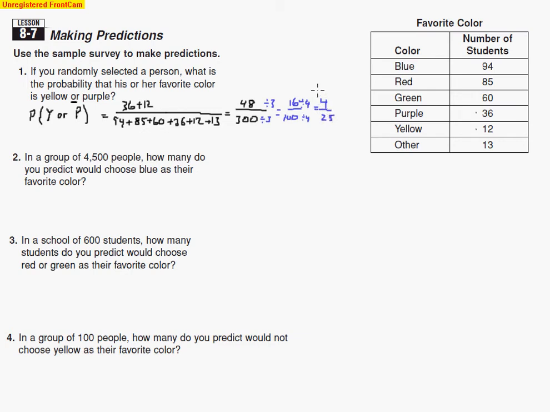They just wanted the probability. Well, if you randomly select a person, what is the probability that their favorite color would be those two, yellow or purple? 4/25 is what we would say.